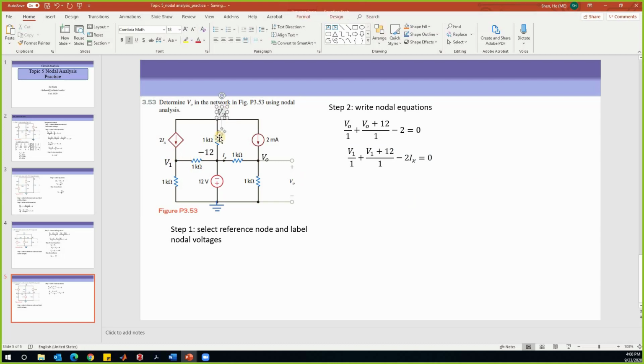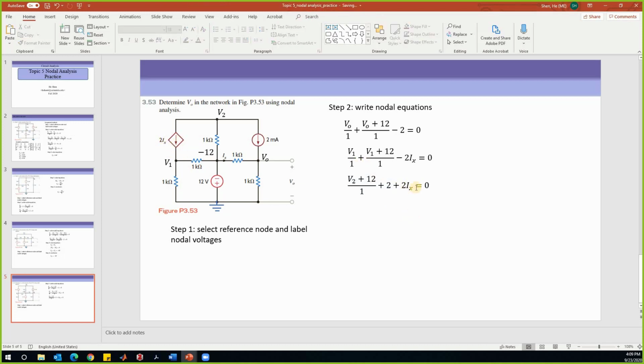The next node is node V2. Again, 3 branches. The current leaving from this branch is V2 minus negative 12 divided by 1. The current leaving from this branch is 2. The current leaving from this branch is 2 times Ix. So now we get the 3 nodal equations.